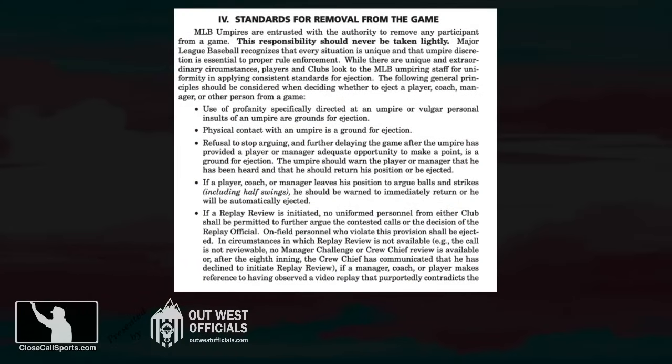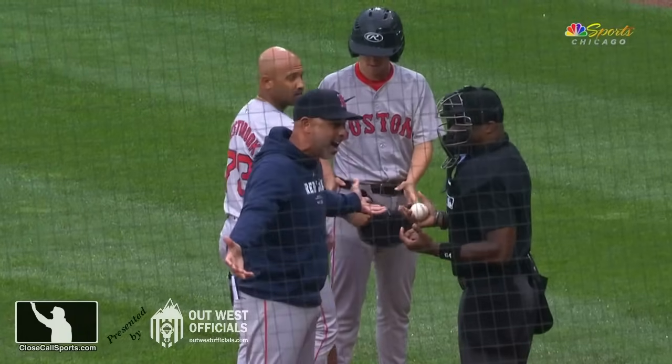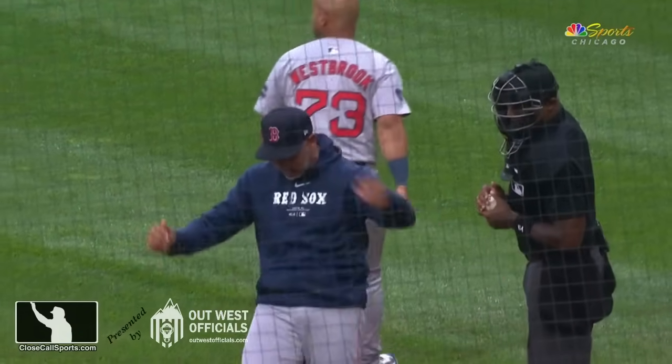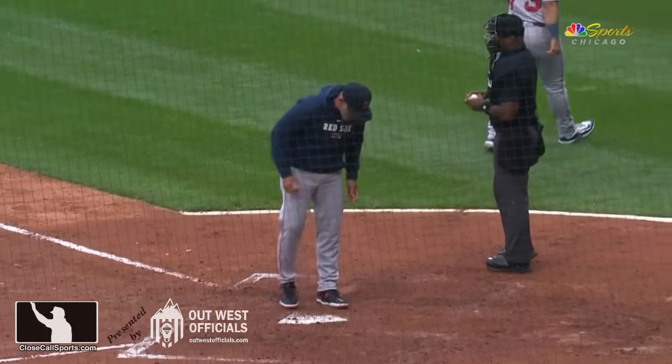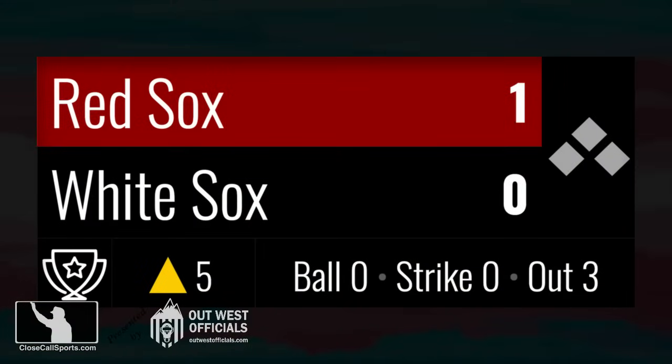You're familiar with this reason for ejection by now. Leaving position to argue balls and strikes, Cora went out of the dugout and was tossed when he got to home plate. Gets rung up and sent out. So he'll watch the rest of it, decides to cover up the inside part of the plate. Not sure exactly his motivation as far as firing up his team.